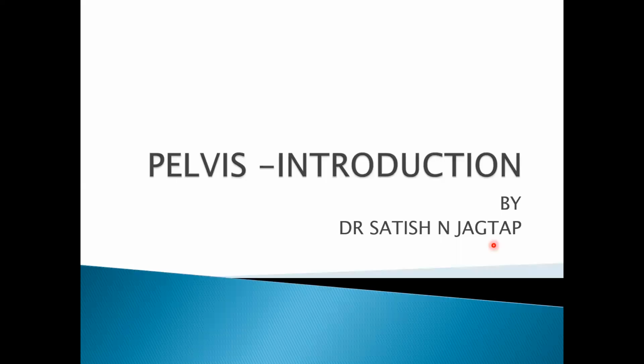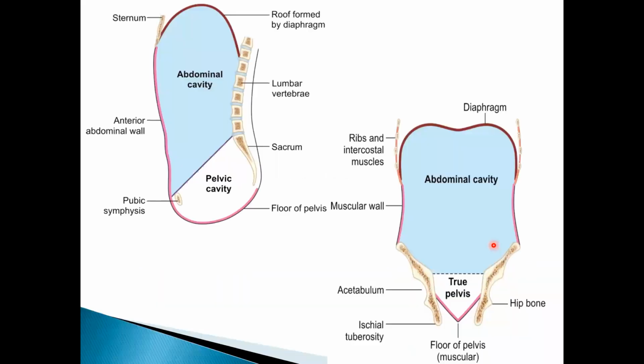Hello everyone. So today we are going to start a new region or a subdivision of the abdomen, which is called the pelvis or the pelvic cavity. As we have seen, the trunk is a large cavity which is divided into two parts by the transversely placed muscle called the diaphragm. Above the diaphragm, the cavity of the trunk is called the thoracic cavity, and below the diaphragm is the abdominal cavity. So the diaphragm divides the trunk into the thoracic cavity and the abdominal cavity.